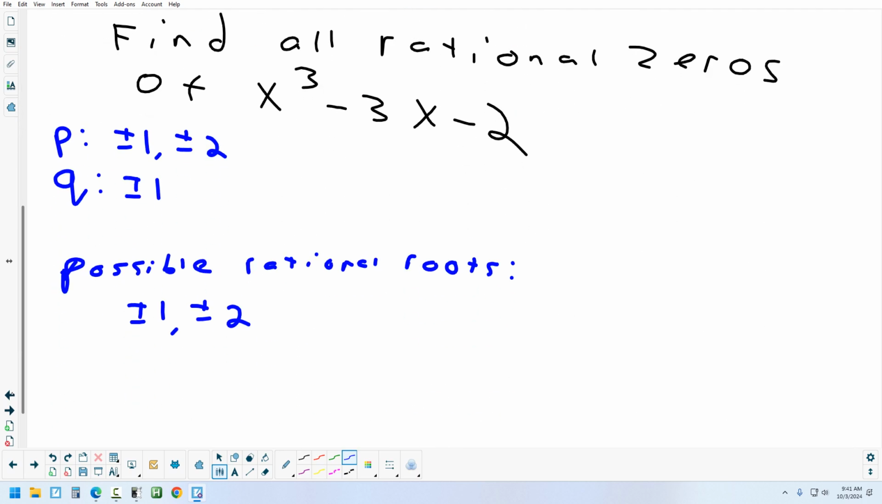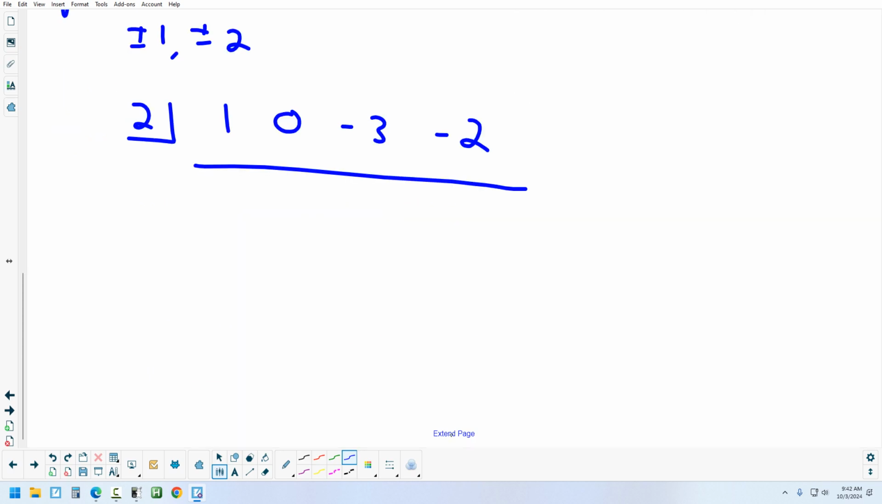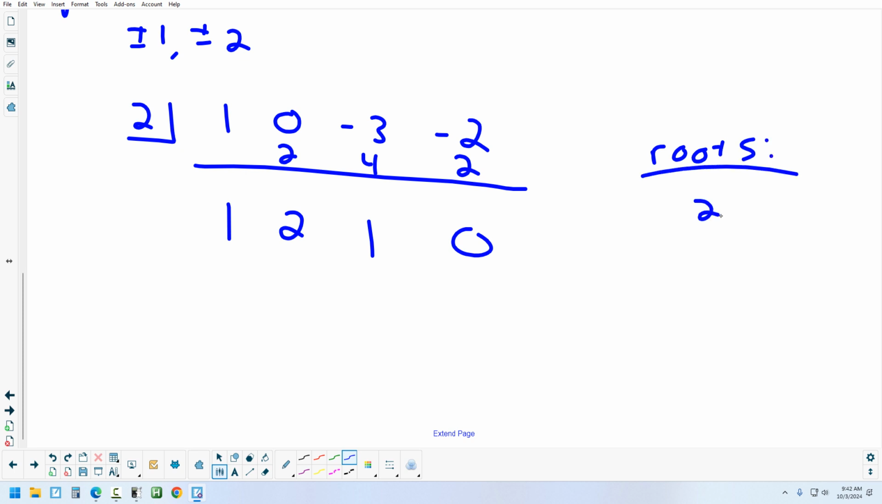Okay, so plugging in 2 does give you 0. So let's divide through by 2. And we already know the remainder is going to be 0. So plug in 2, 1, 0, negative 3, negative 2. Bring down the 1, multiply, add, multiply, add, multiply, and there we go. So we just proved that 2 is a root. So let's make a list: 2.